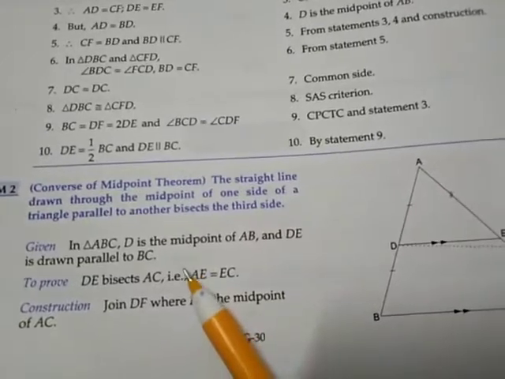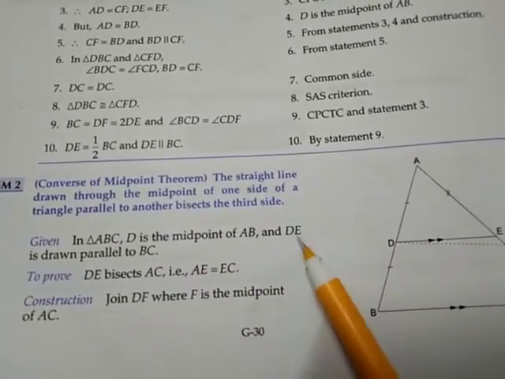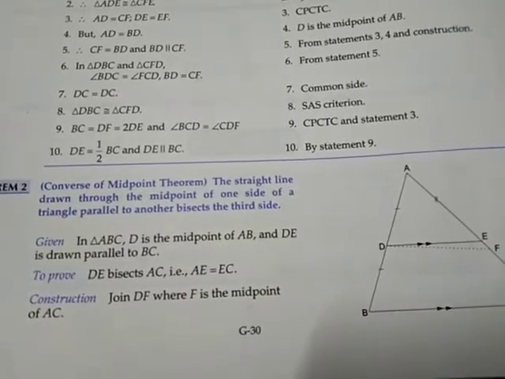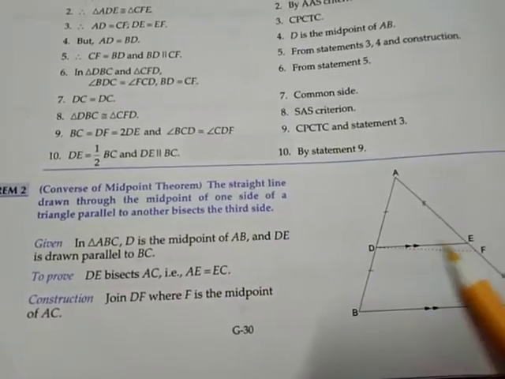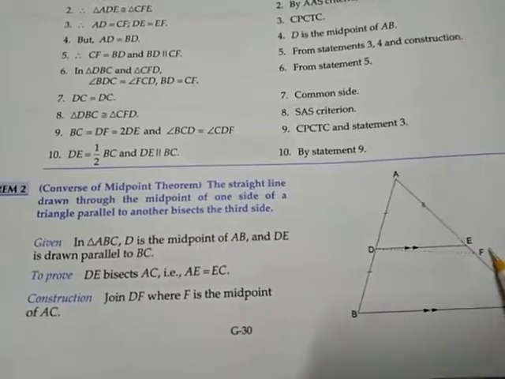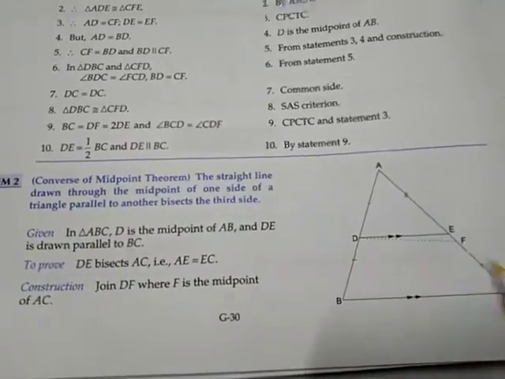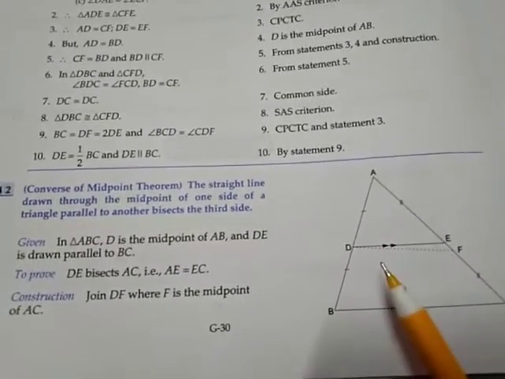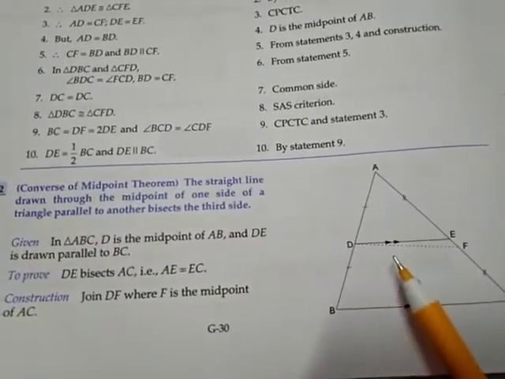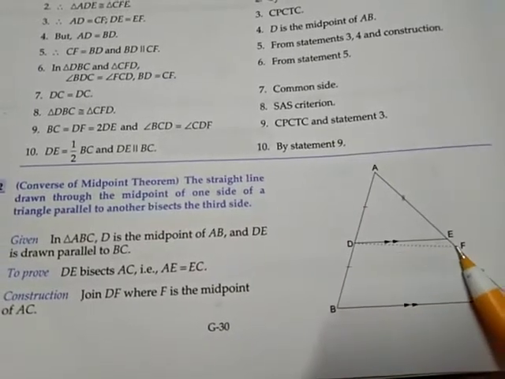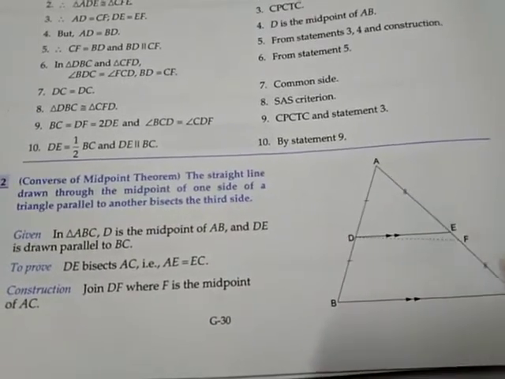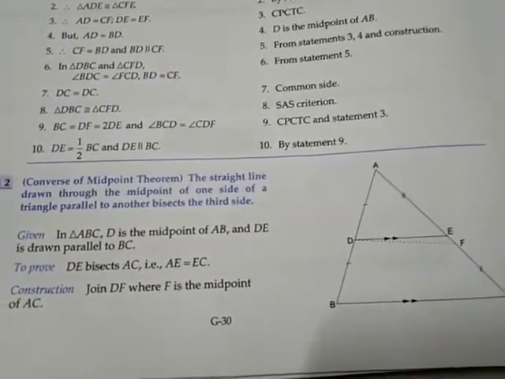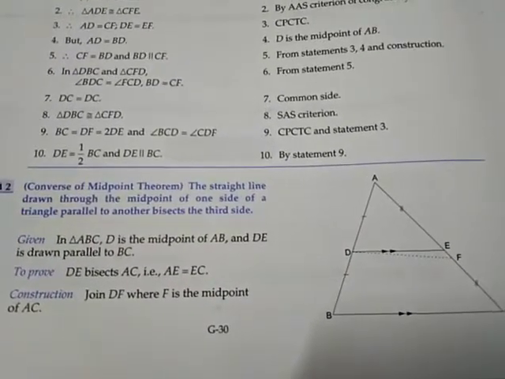Now first we write down the given. In triangle ABC, D is the midpoint of AB and DE is parallel to BC. It is given in the question. Now we have to prove that this DE bisects AC, and AE is equal to EC. So we have done one construction: join DF where F is the midpoint of AC. अब हमने एक assume किया कि let F be the midpoint of this side AC. Clear? Now we see the proof.